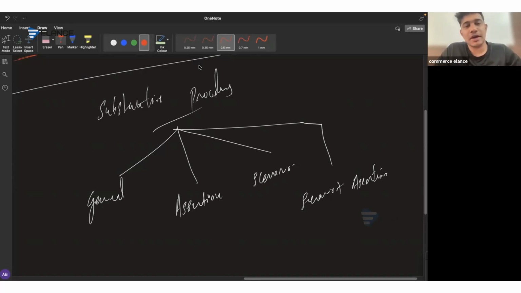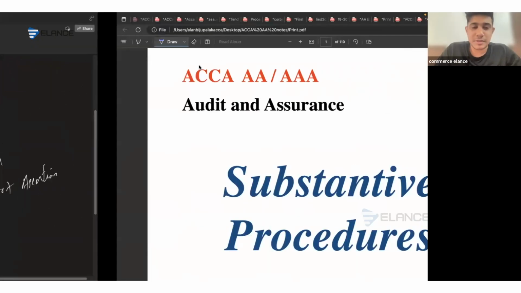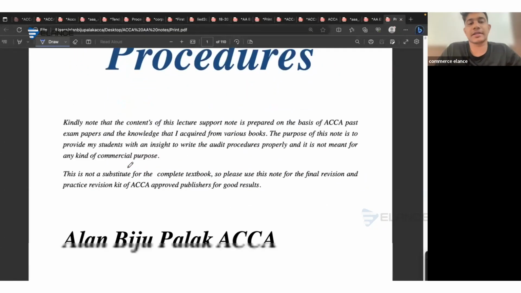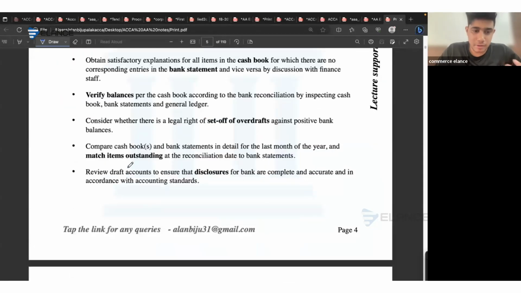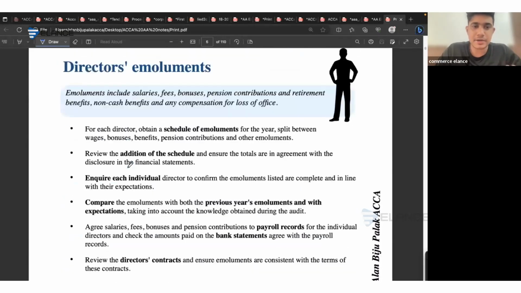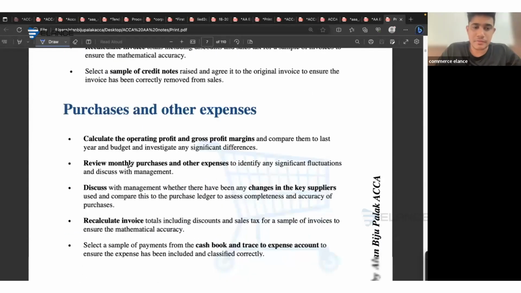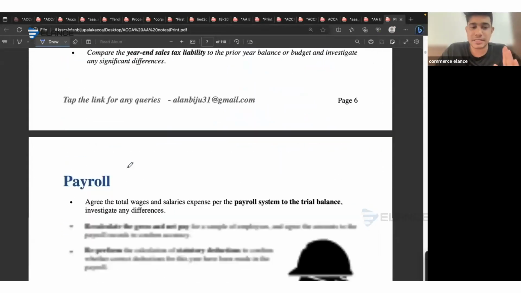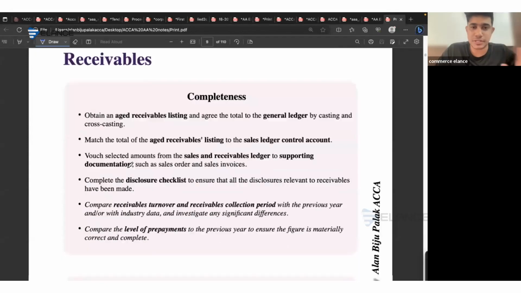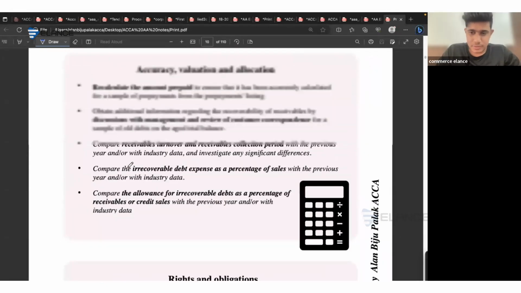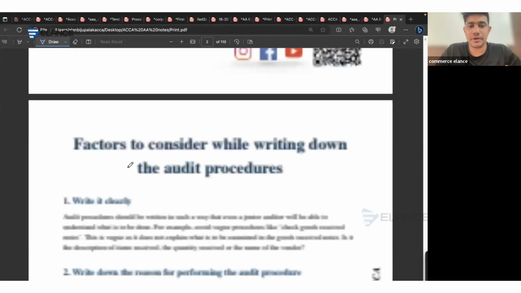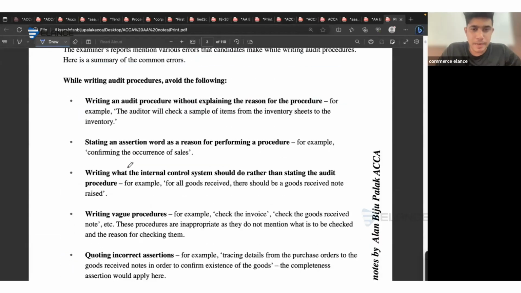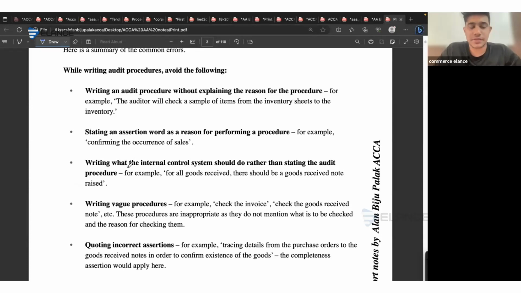We have already studied a lot of substantive procedures with our notes: opening balances, bank, directors' emoluments, revenue, purchases and other expenses, sales tax liability, payroll, provisions, receivables, and so on. All these are the substantives we have already gone through during our regular sessions. I believe everyone has gone through this set.